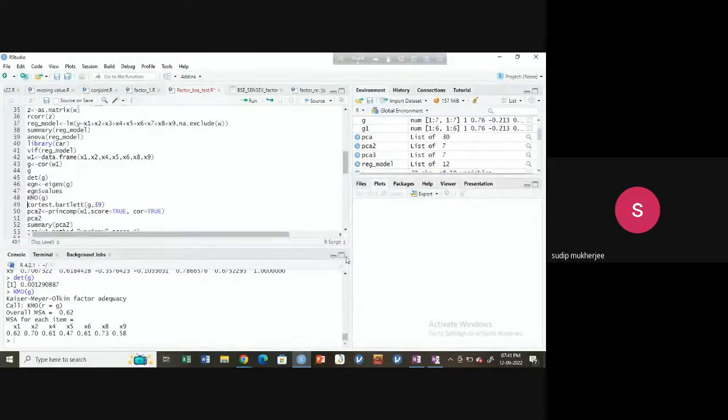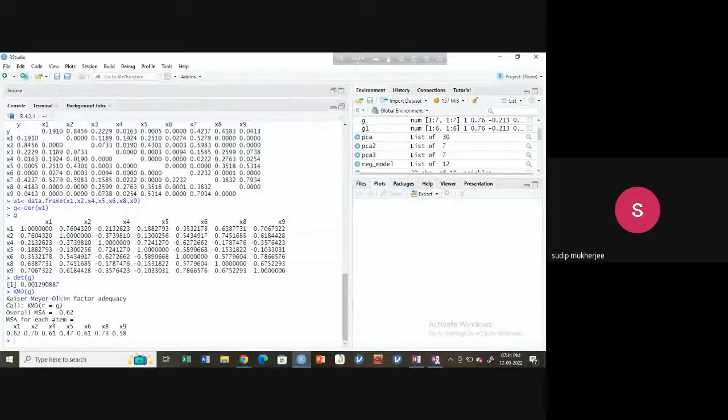And R gives you the overall KMO and the KMO of the individual variables. Most of the KMOs are high. So overall MSA is 0.62, right? This suggests that we are in a position to continue our factor analysis. If it is less than 0.4, then you cannot run the factor analysis.